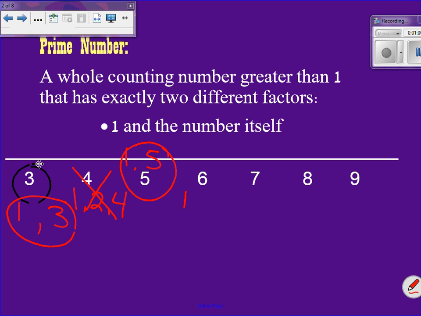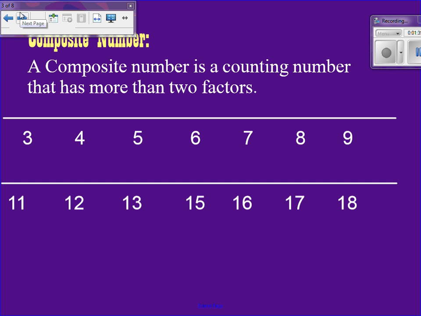6, 1, 2, 3, and 6. Nope. Is 7 a prime number? Let's take a look. 1 and 7. Yep. 8? Nope. 9? Nope. So a prime number is a number that has only two factors, 1 and itself. It's important to remember that 1 is neither a prime number or a composite number.